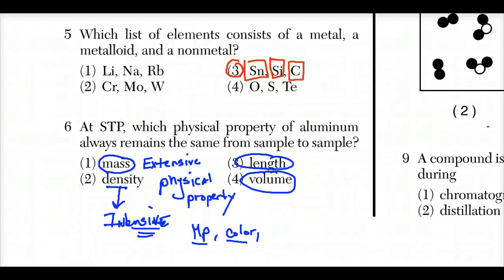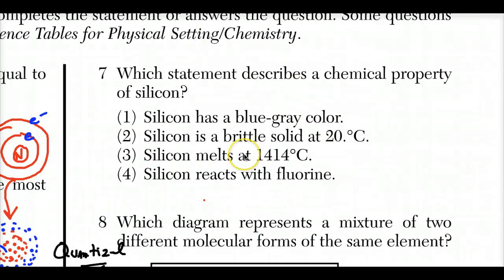Let's move forward. Number 7, and here it is. Which statement describes a chemical property of silicon? Now, a chemical property is one where the chemical or the piece of matter has the ability to change itself into a new form. So that means a chemical reaction has taken place. You've had a rearrangement of atoms to form a brand new substance.